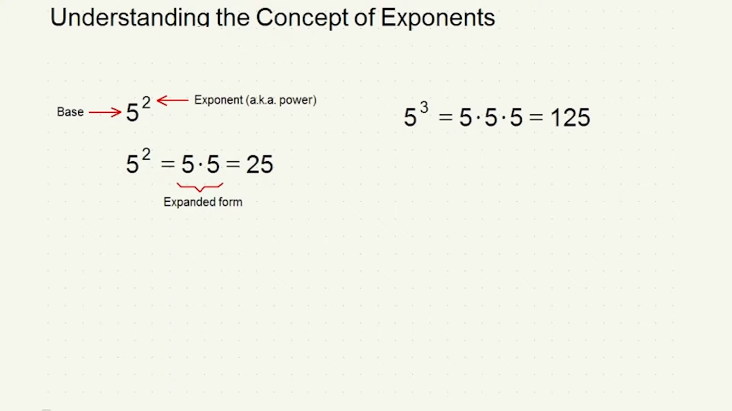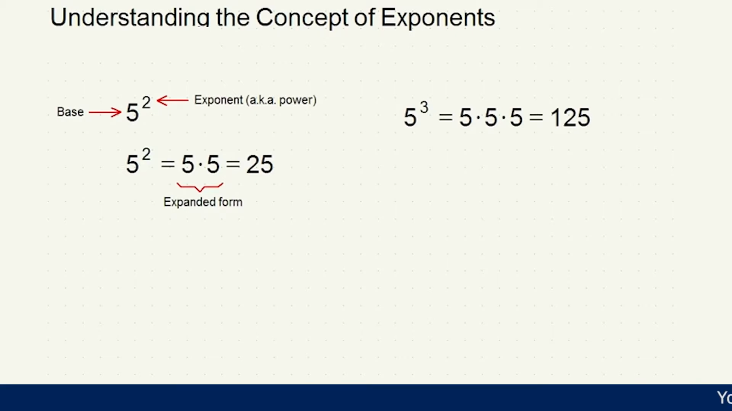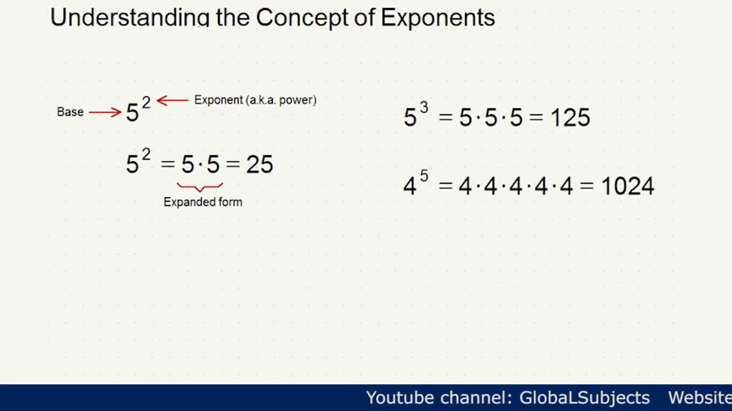If I had 5 to the 7th, it would be 5 times 5 times 5 times 5 times 5 times 5 times 5. I said it 7 times, right? I think I did. Anyways, you get the idea? Does that make sense? What about 4 to the 5th power? That's just 5 4's multiplied together, right? 4 times 4 times 4 times 4 times 4, which equals 1024.